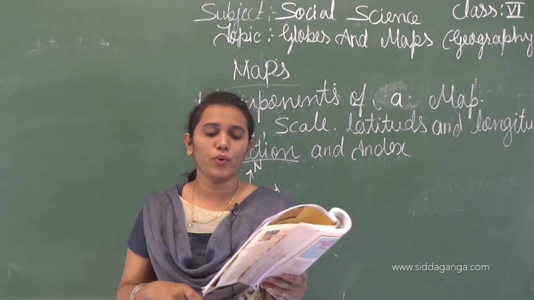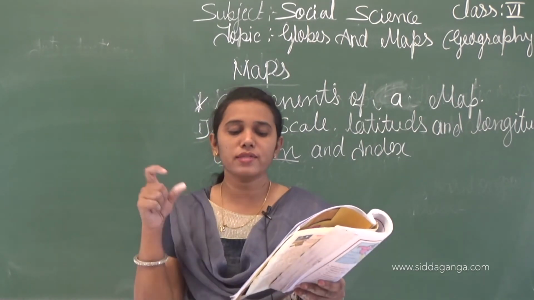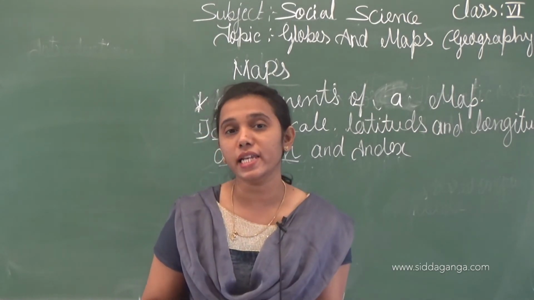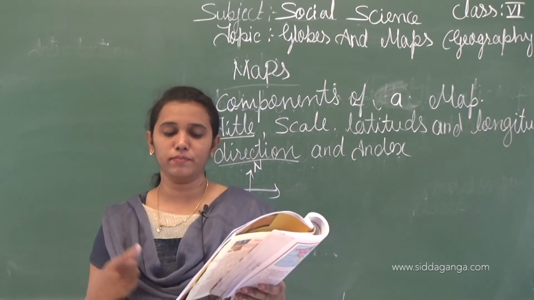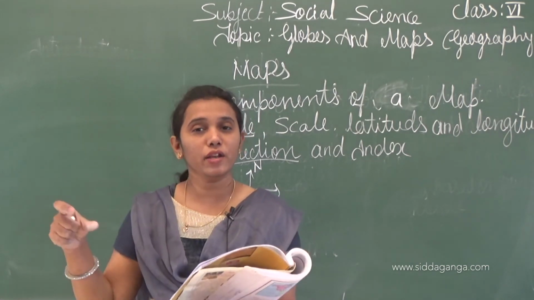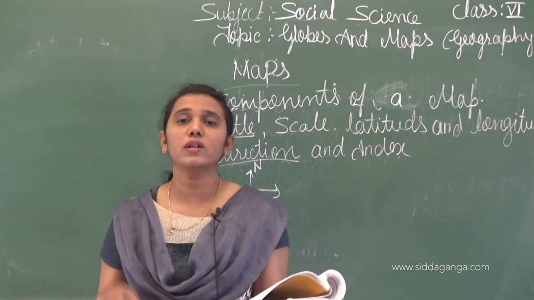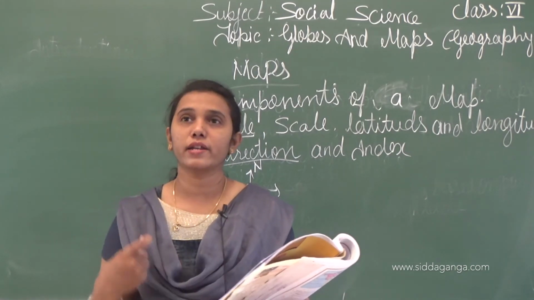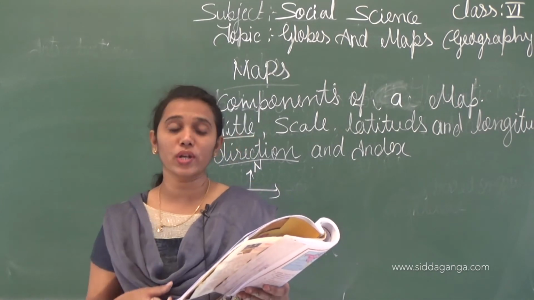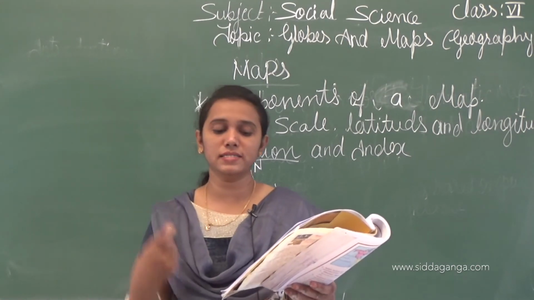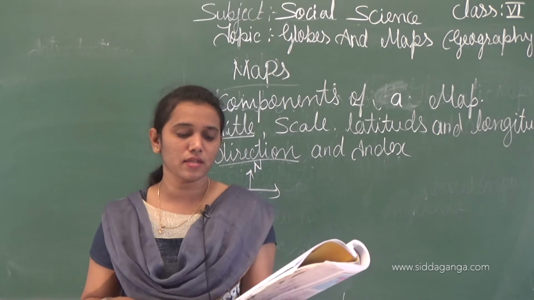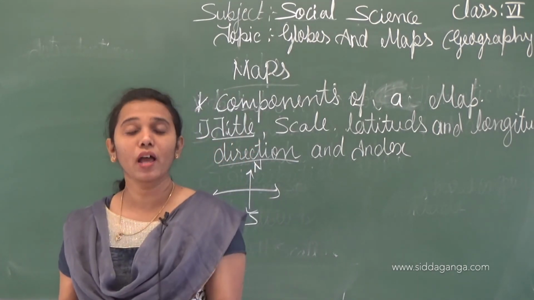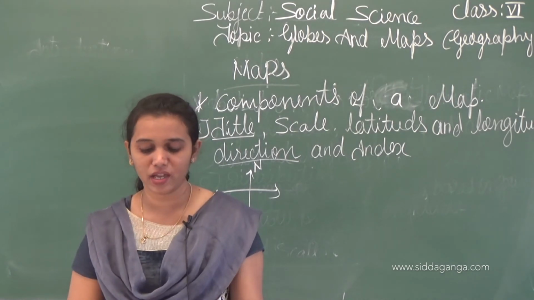The next component is index or key. A symbol used to represent any feature is called index, children. The index is an important component and represents all the features shown on a map. Various colors and symbols are used in the index. For example, blue color for water bodies, green color for lowlands, etc., isn't it, children?